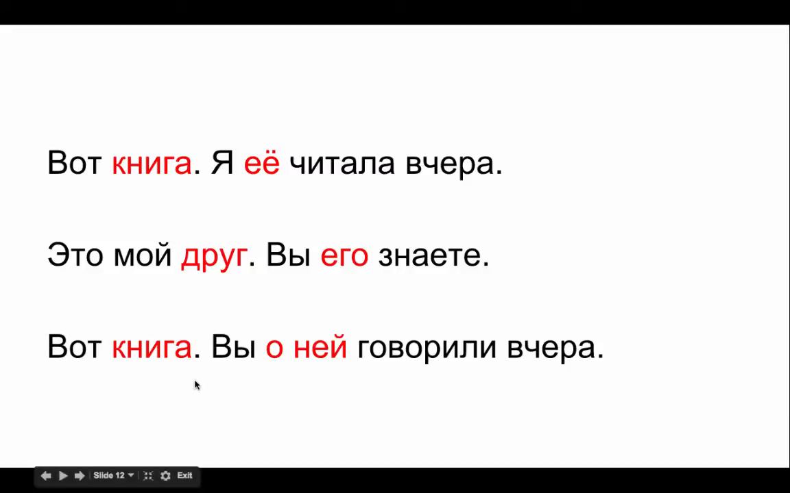Let's try this one. Вот книга. Вы о ней говорили вчера. Here's the book. You were talking about it yesterday. We want to make that sound more sophisticated. We want to say, here's the book that you were talking about yesterday. What case do we need here? With о, we'll need prepositional. And the ending here can give you a little clue. And you'll see how this works in a second. Let's try these. Let's take a look.